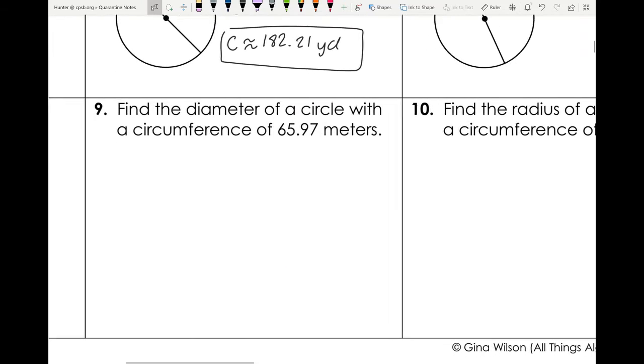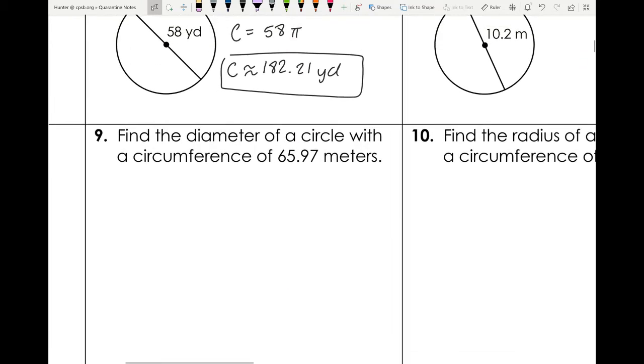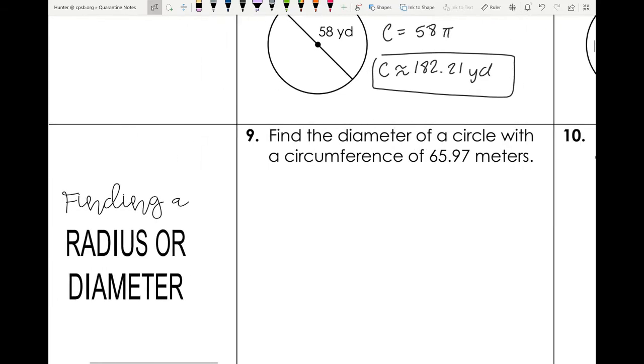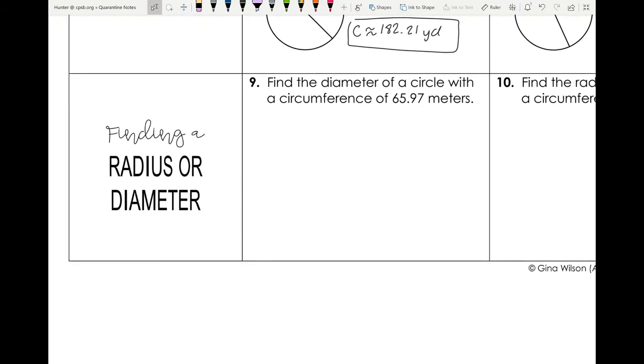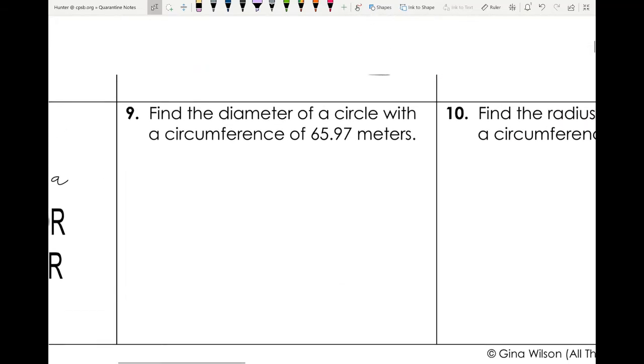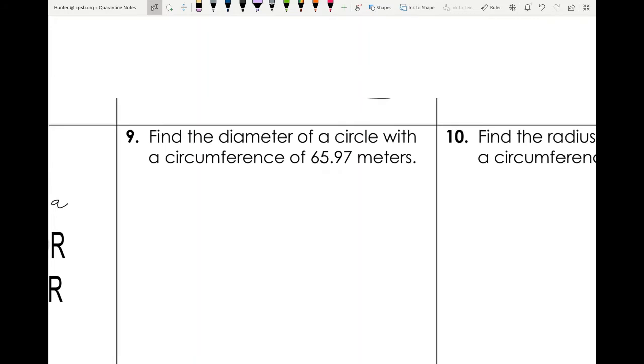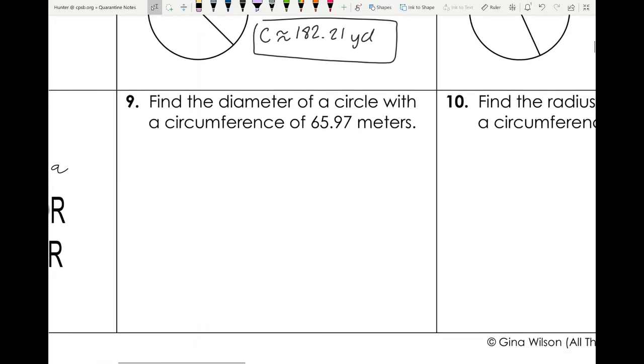Next we're going to be finding the radius or diameter given the circumference or area, working backwards now. For number 9, it says find the diameter of a circle with a circumference of 65.97. I know that the circumference in terms of diameter is pi times the diameter. Since I know the circumference, I can plug it in right here: 65.97. Now I've got an equation for the diameter and I can solve for it.